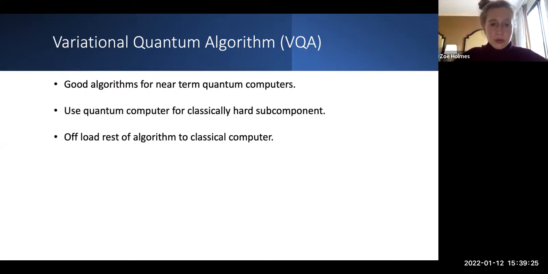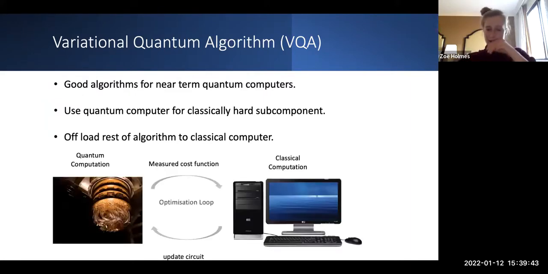Variational quantum algorithms are good candidate algorithms for near-term quantum computers because they only run a classically hard subcomponent of the algorithm on the quantum computer and then offload the rest onto the classical computer. And this is clearly less demanding on the quantum computer. Typically, they are optimization algorithms solving an optimization problem, but with your cost function evaluated on the quantum computer and the optimization done classically. So let me go into a little bit more detail about how these work.